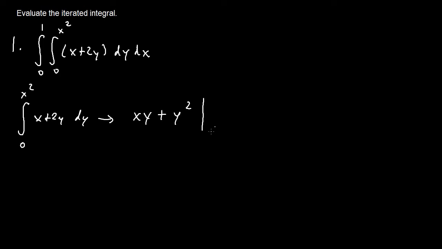Now let's go ahead and evaluate from 0 to x squared. And remember, we're plugging these in for the y variable because we integrated with respect to y. So if I plug in x squared for y, we'll get x times x squared plus x squared squared.